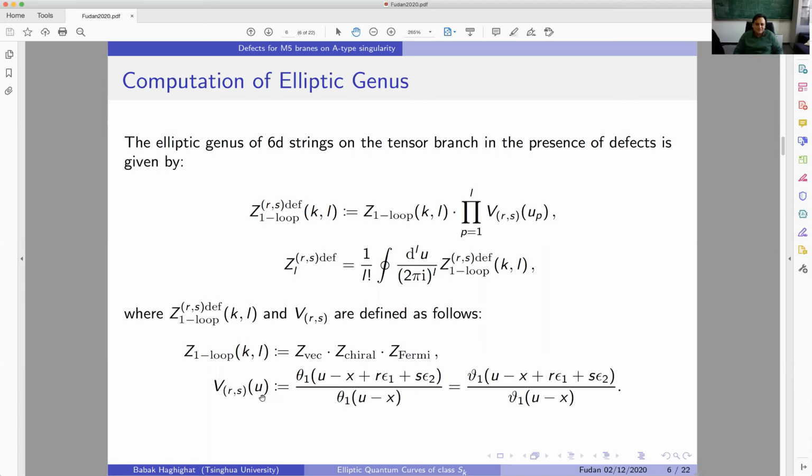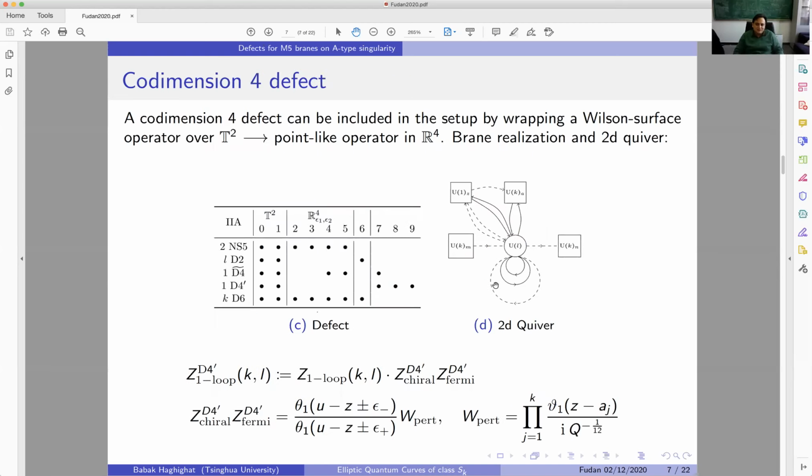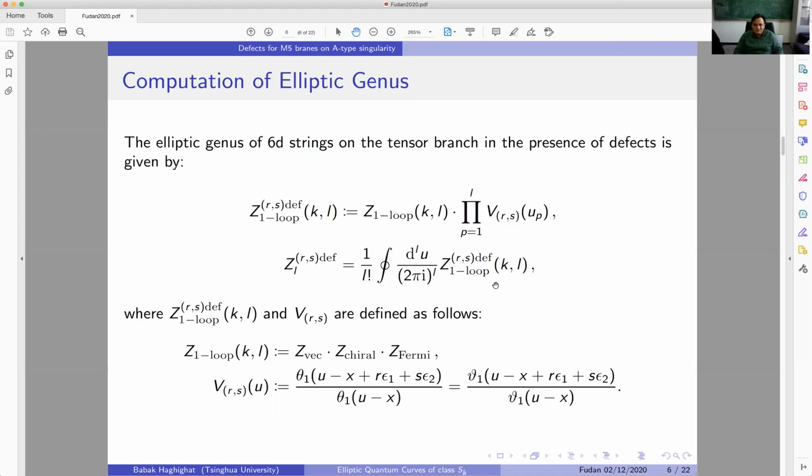So the general defect is of an RS type, and then these Fermi multiplets will carry these types of charges under epsilon1 and epsilon2. And this U is again, as I said, the Cartan of the gauge theory and the worldsheet of the string. And yeah, so this is then what we have.